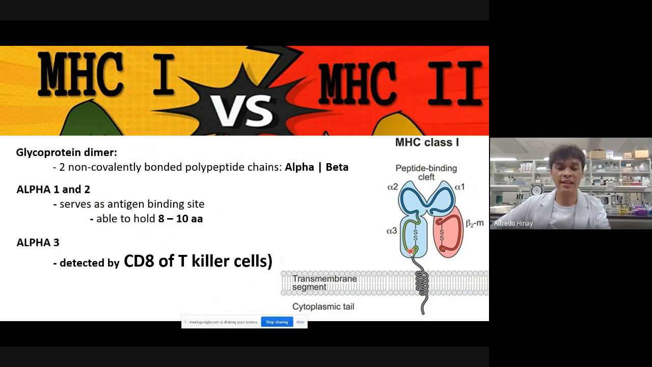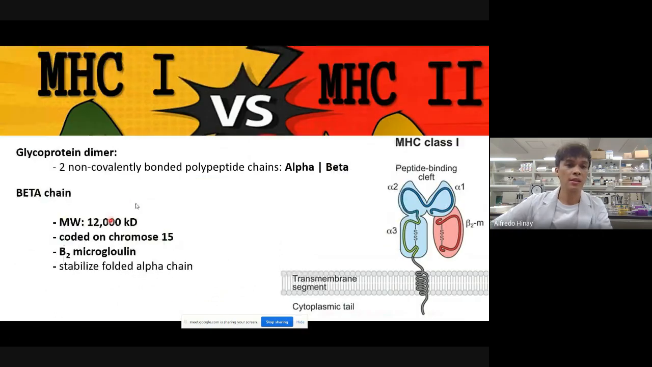And then, take note also with this one class, because aside from the main function of alpha 3, which is to anchor to your cell membrane, another function of your alpha 3 is that this part is detected by your CD8 or T killer cells. Okay, take note of that one. CD8 T killer cells or cytotoxic T cells. Then, let's move to your beta-2 microglobulin, class.